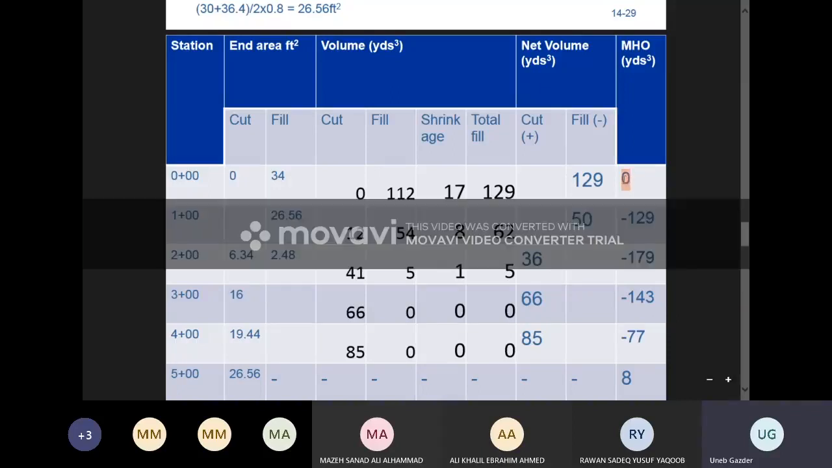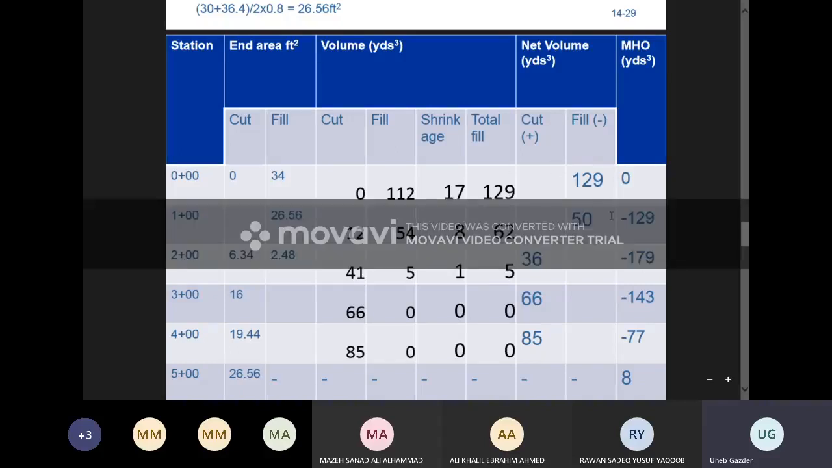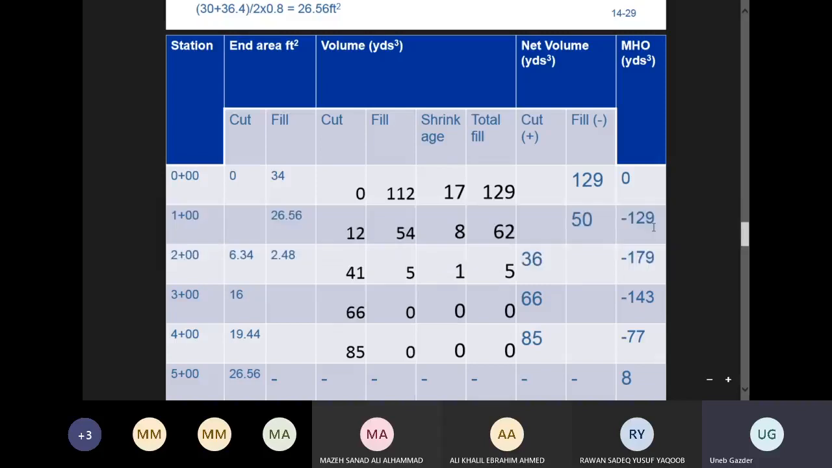Okay. So first number will always be zero, because at the first station, you cannot have volume, because volume needs length. So at the first station, there's no length. So the volume is zero. You always start the last column with zero. Okay. Now the next quantity will be zero plus whatever you have here in the net quantity. So zero, and I have 129 fill. So fill is minus. So zero minus 129, you get minus 129.